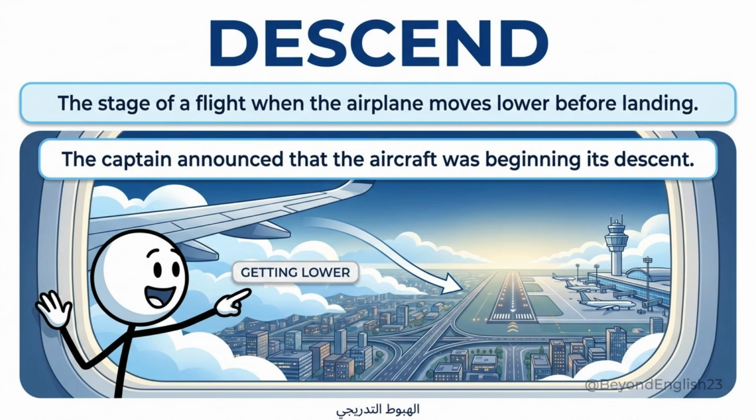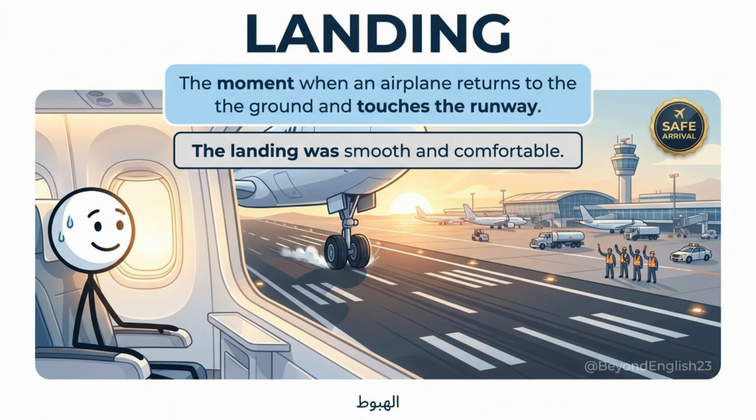13. Descend. Descend is when an airplane starts moving lower from its cruising altitude as it approaches the airport before landing. Example, the captain announced that the aircraft was beginning its descent. 14. Landing. Landing is the final stage of a flight, when the airplane finishes descending and safely touches the runway. Example, the landing was smooth and comfortable.